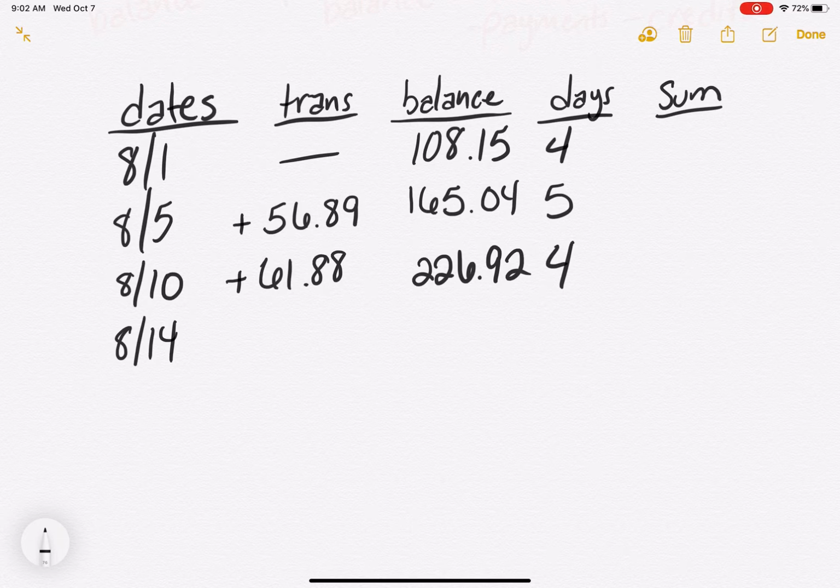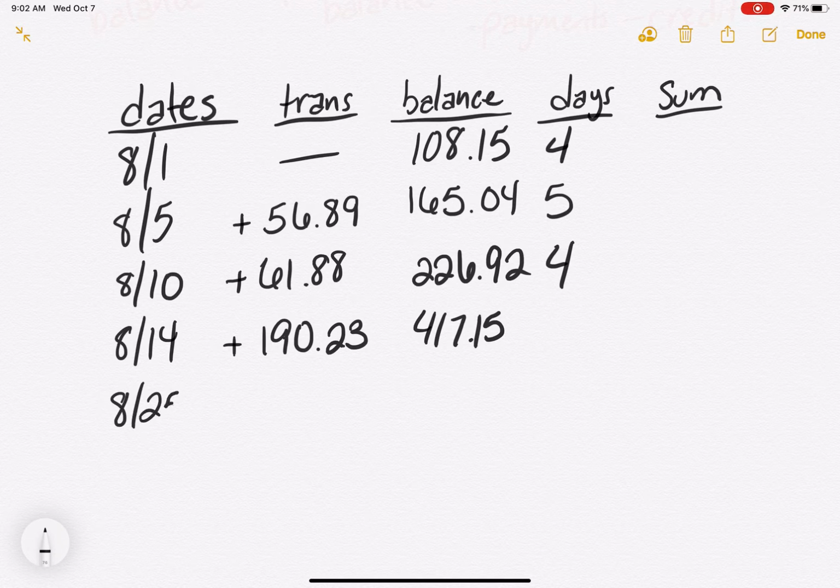Okay? On 8/14, we had a purchase of 190.23. We're going to add that in. It was a purchase. What's our new balance? 417.15. Okay? And then our next thing that happened was 8/25. So let's fill in our number of days. 14, 15, 16, 17, 18, 19, 20, 21, 22, 23, 24. 11 days. Okay?